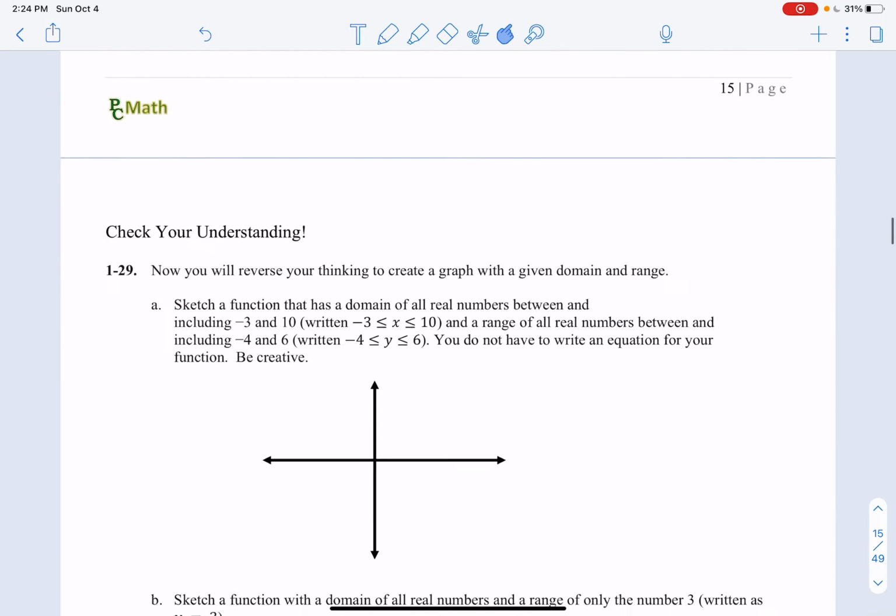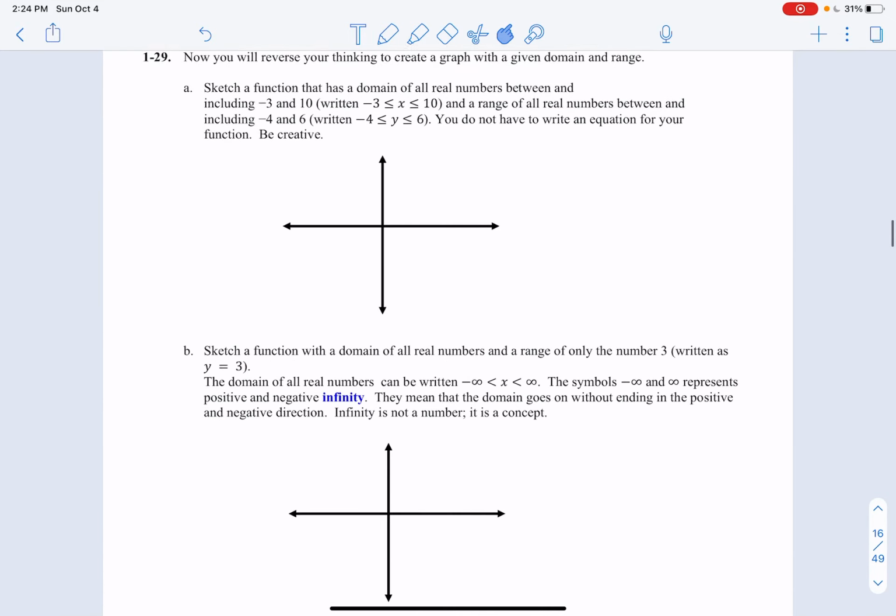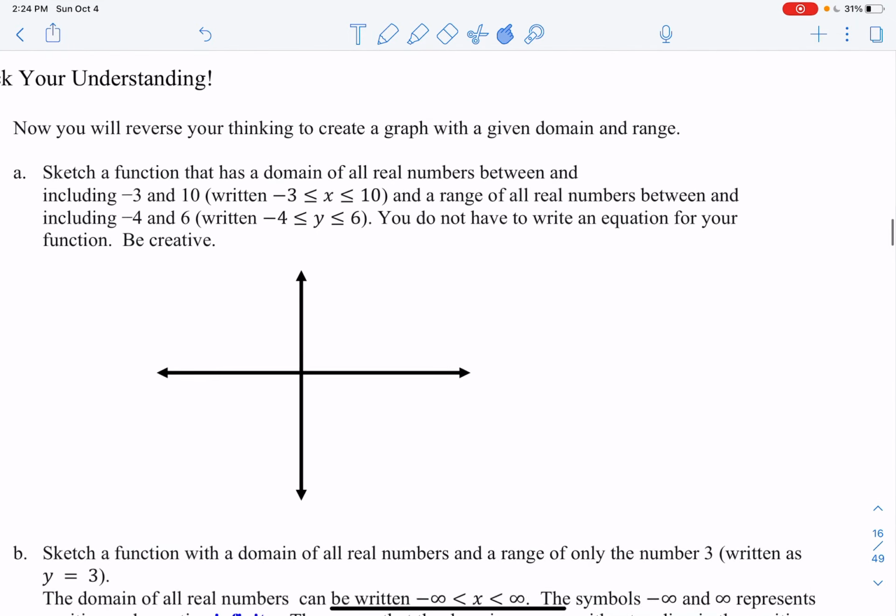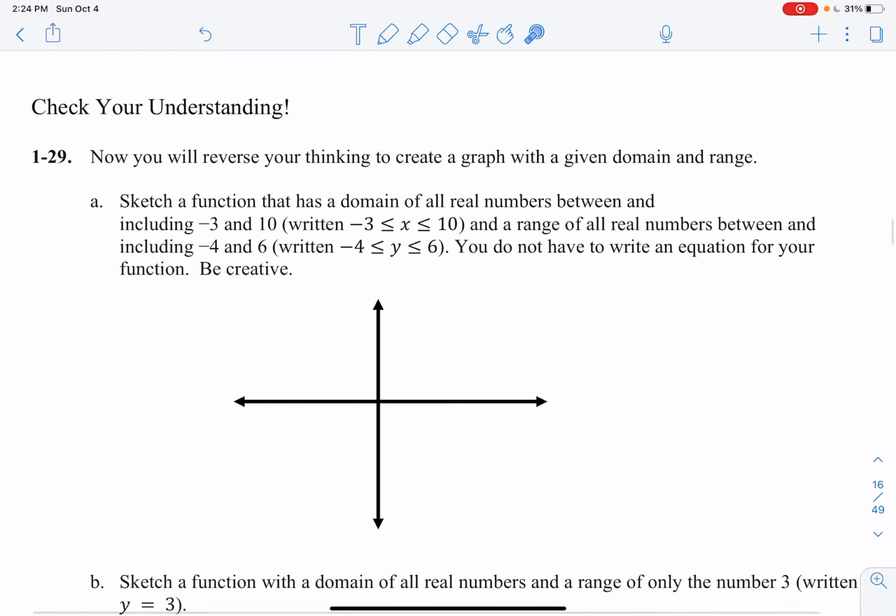All right, next page is the check your understanding for page 16. We're going to look at 1-29. So it says we're going to reverse our thinking here a little bit. So it says sketch a function that has a domain of all real numbers between and including -3 and 10. So this is how we would write it with inequality. And a range of all real numbers between and including -4 and 6. That's how we'd write that.